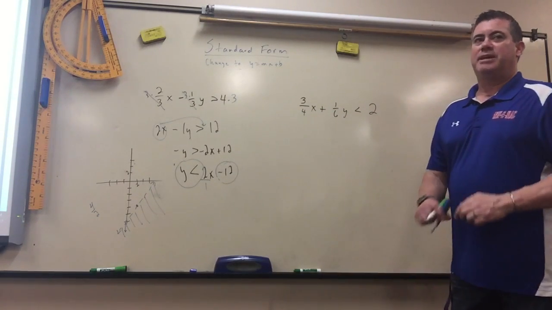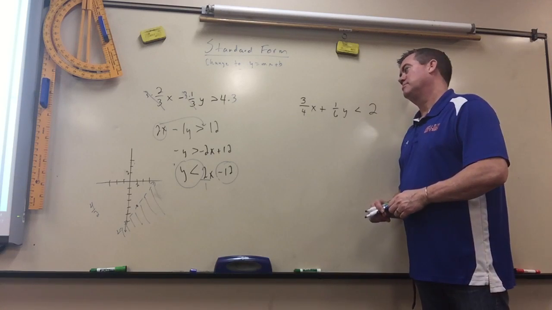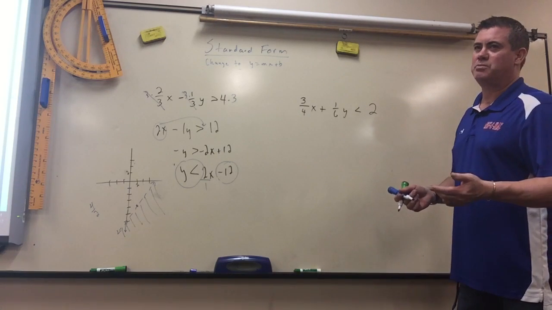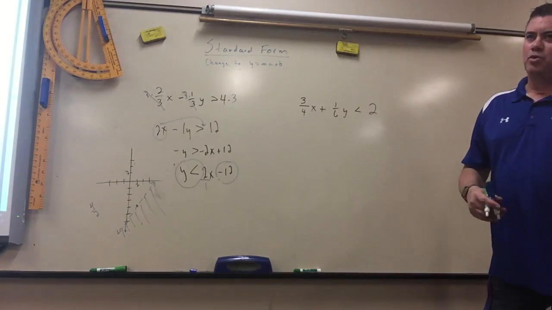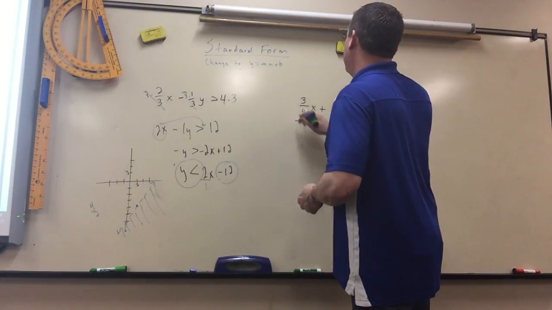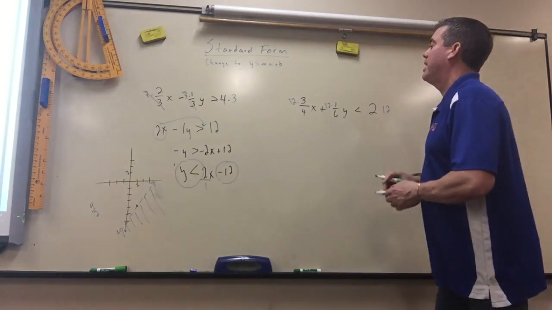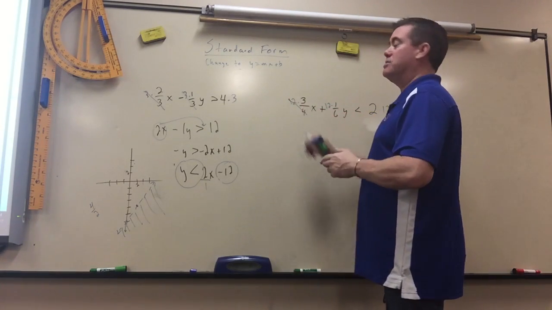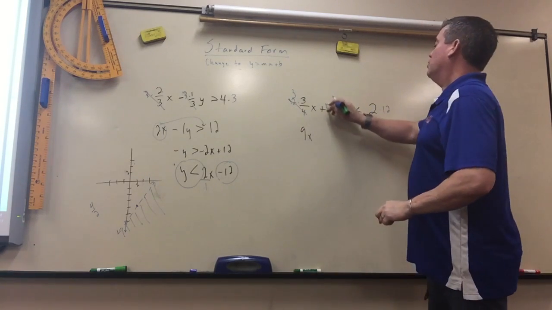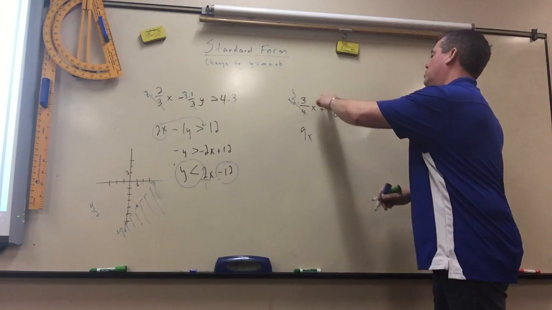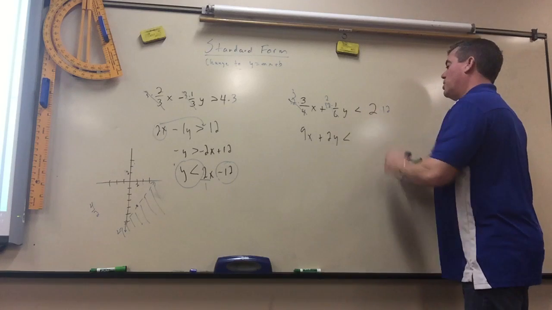Here, what would you take everything times? 24 would work, but we could do something smaller. 12. Because 4 and 6 both go into 12. 24 would work, that'd be fine, it's just you'd have bigger numbers. Take everything times 12. 12 over 4 is 3. So 3 times 3 is 9x. 12 over 6 is 2. 2 times 1y is 2y. 2 times 12 is 24.